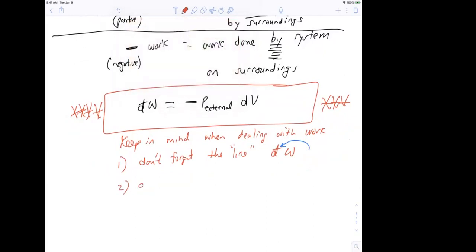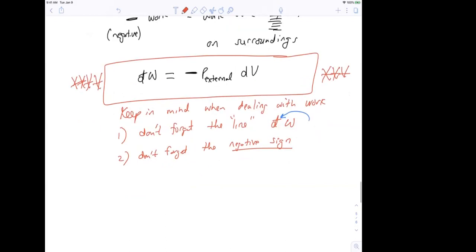Two, don't forget the negative sign. Okay. And three, don't forget external pressure.